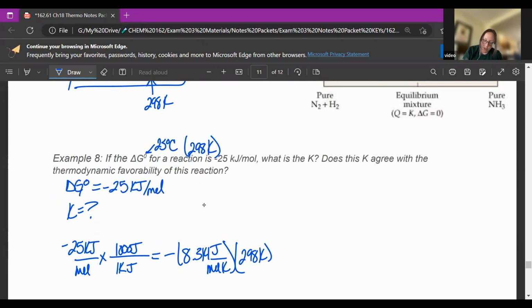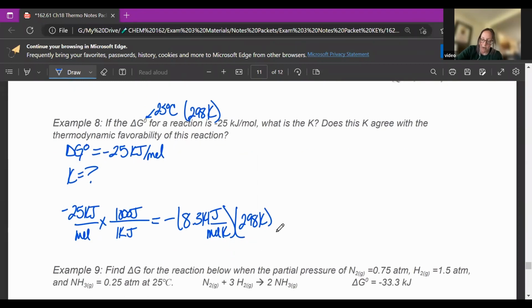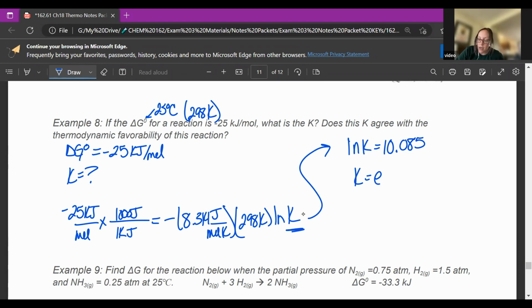So delta G naught equals negative RT times the natural log of K. So I need to solve for K. Mathematically speaking, I get this down to algebra. I get down to natural log of K is 10.085. To solve for K, you need to do e to the 10.085, and then you will get that K is 23,991.